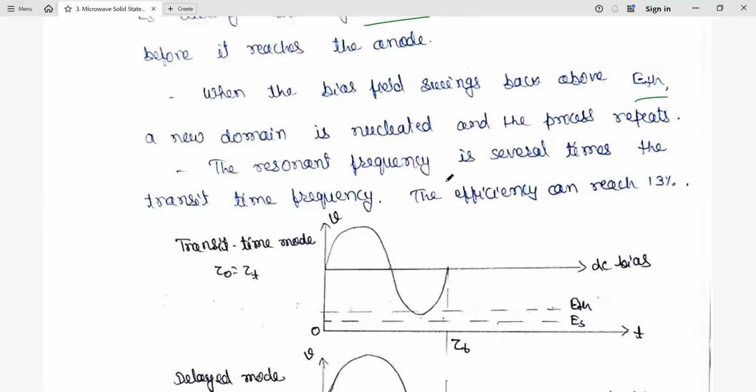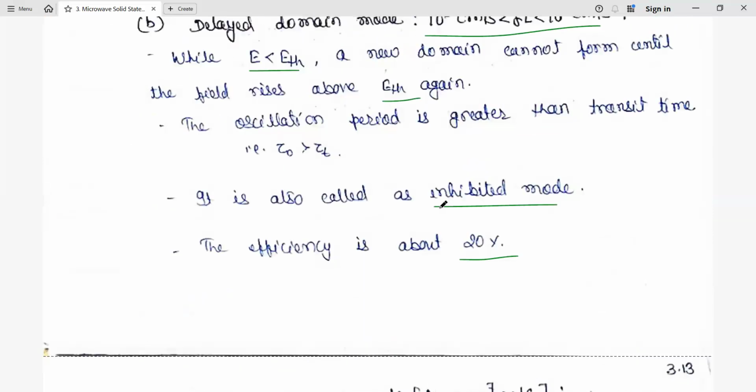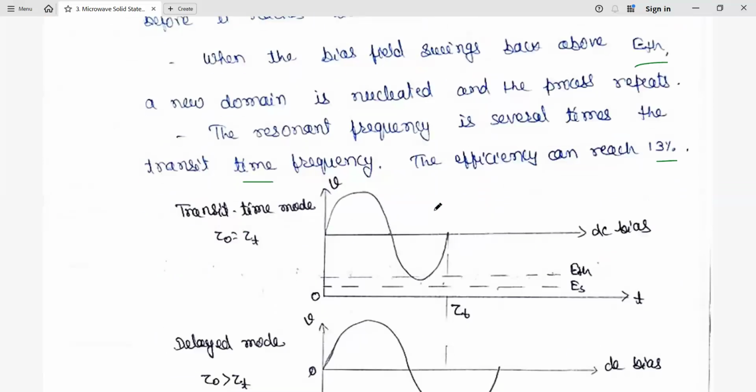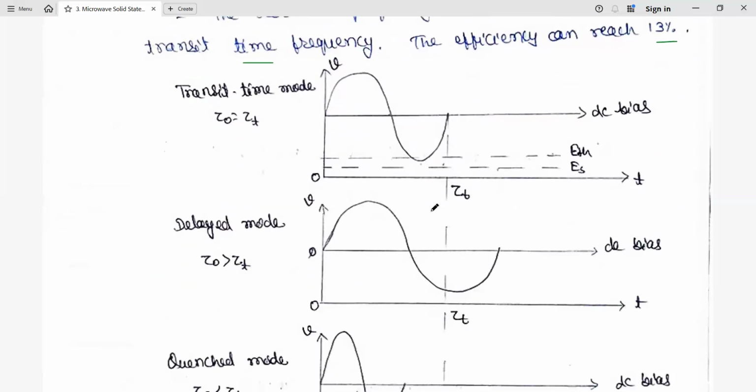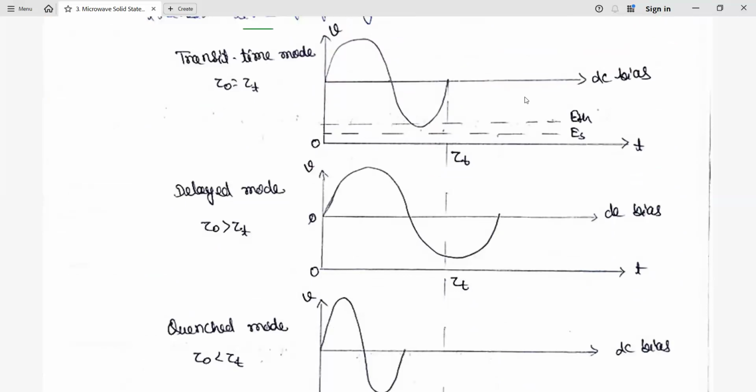So the resonance frequency is several times the transit time frequency, and efficiency we can obtain here is 13%. So what we have seen is that in the second one, delayed domain mode, efficiency is 20%, in the previous one, transit time, 10%, and quench we are getting 13%. So here it is represented with the help of a waveform. This is the threshold value, this is the Es, and here in case of transit time mode, τ0 equal to τT. So this is the DC bias here, and you can see the waveform also.